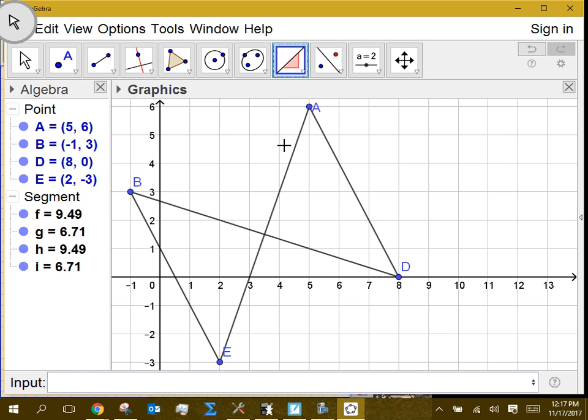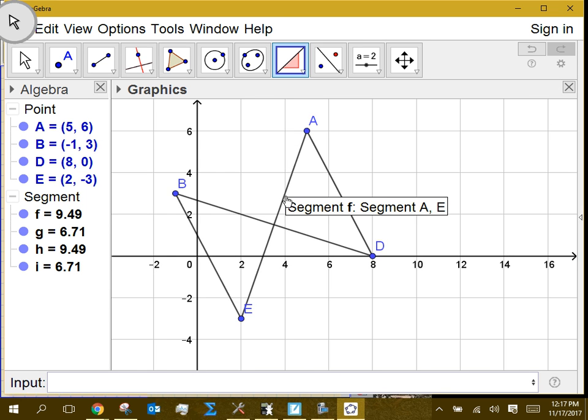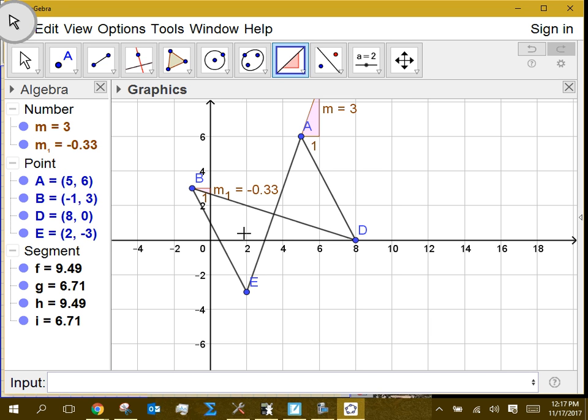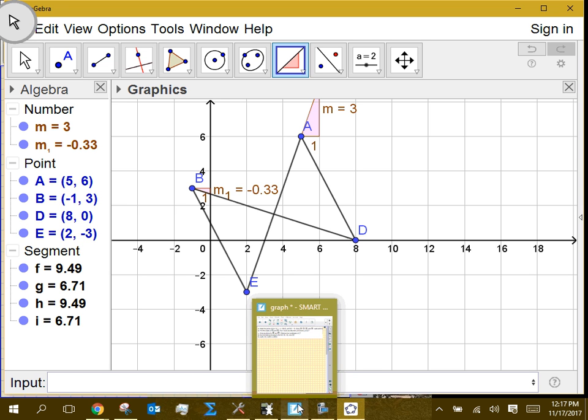We should be able to find those slopes. If I click on that line right there, maybe, come on. Okay, it gives me a slope of 3, that's AE, and then BD gives me a slope of negative 1/3. Okay, now what I want to do is I want to actually go through and figure out how can we algebraically show that those are really the slopes.